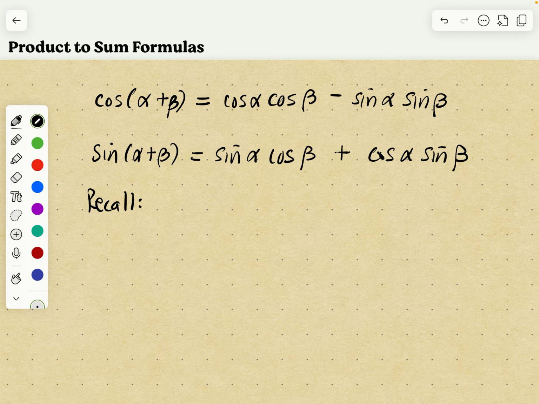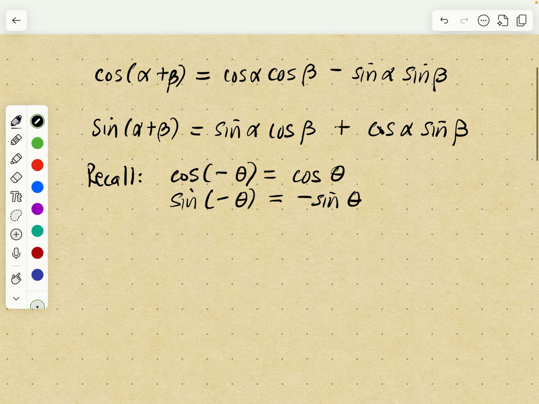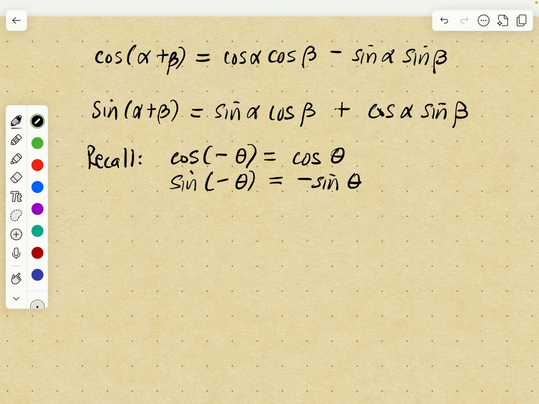And recall that cosine is an even function. So cosine of negative theta equals cosine of theta. And sine is an odd function. So sine of negative theta equals negative sine of theta. So once you have these two, let's call this 1 and 2, you can find formulas for cosine of alpha minus beta and sine of alpha minus beta.